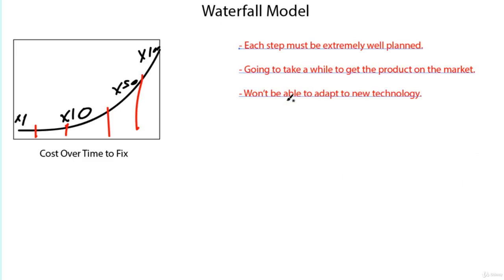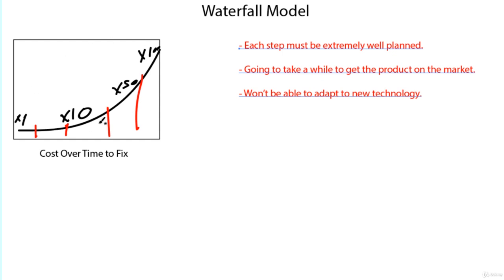Now with the waterfall model, we also have this issue of the cost over time to fix. So let's say each of these are the different steps. This is once the requirements are finished, once the design is finished, once the implementation is finished, once all the testing is finished, once deployment is finished, and so on. Again, it can be different steps.